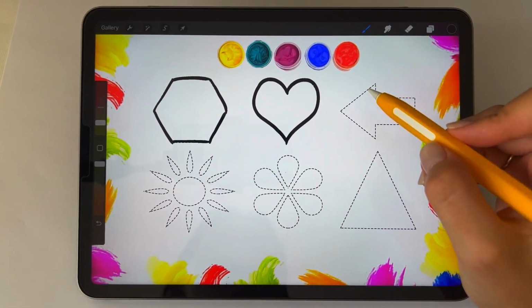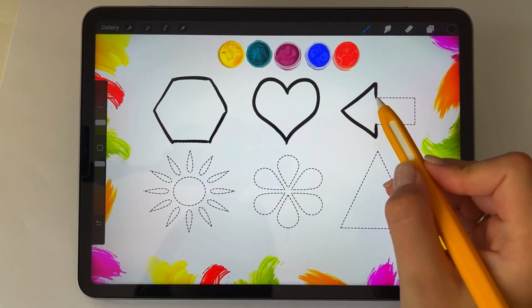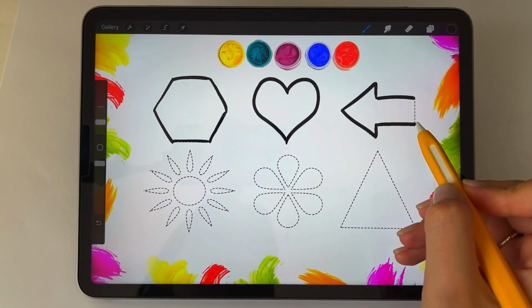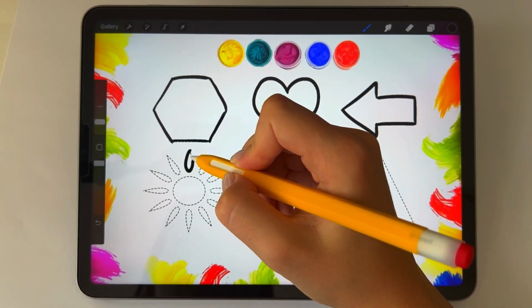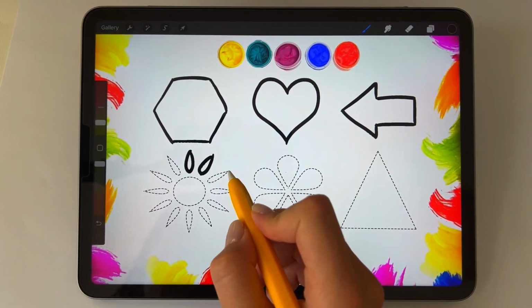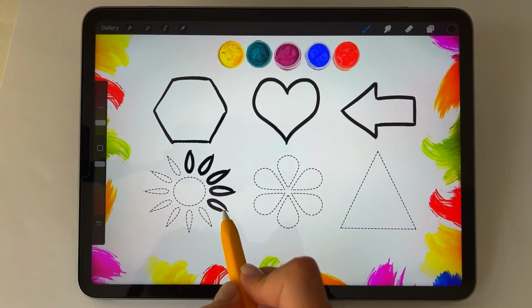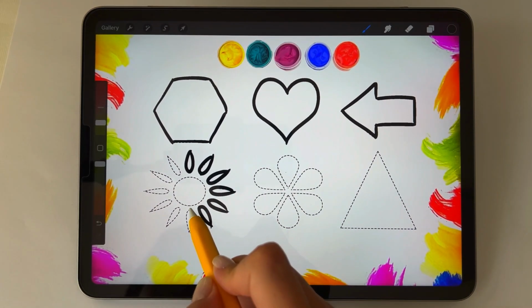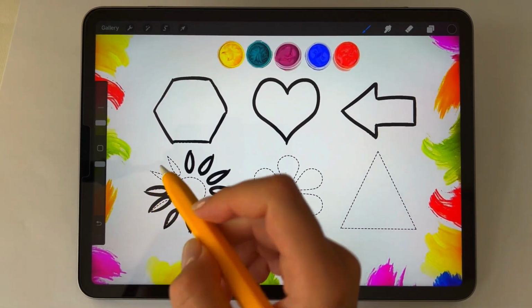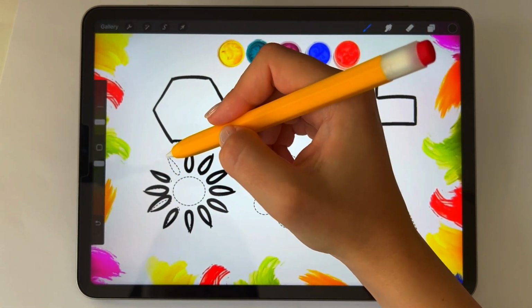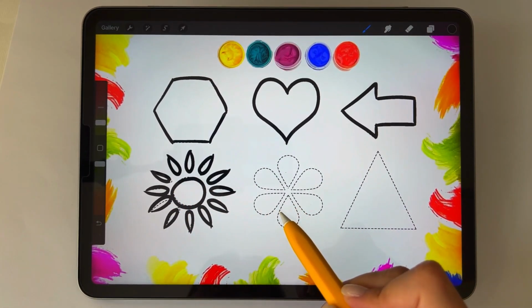Alright, this is an arrow. And this is a sun. This is a flower.